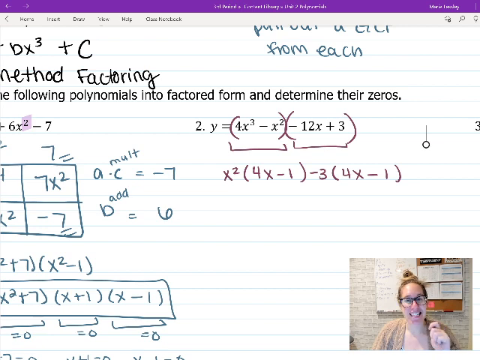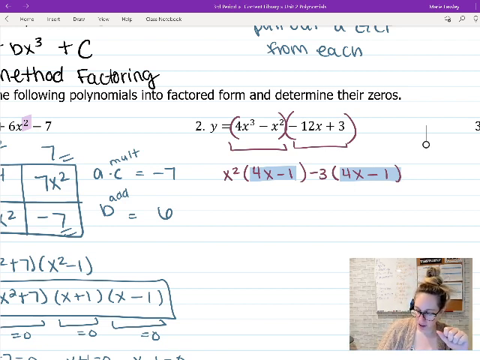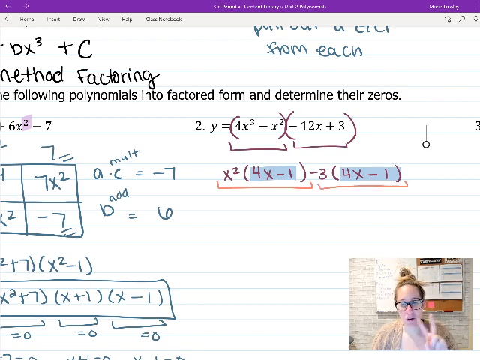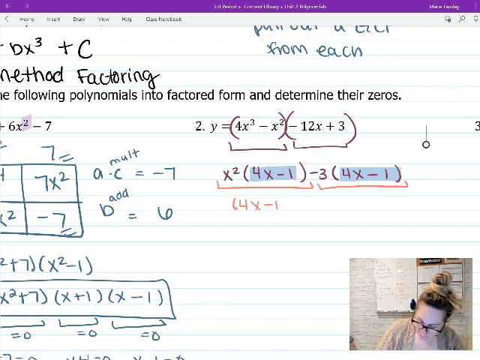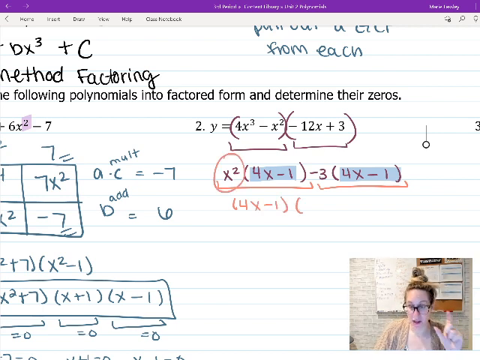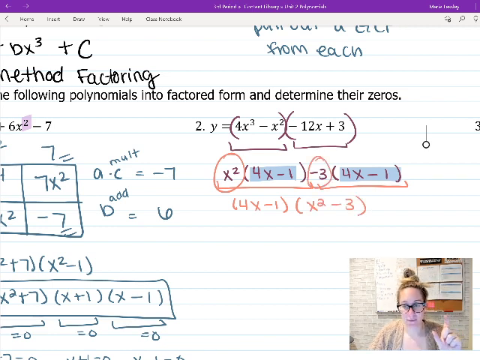Now, do you guys see the second greatest common factor that I can pull out? Look at this. Each one of my parts now has a 4x minus 1. Remember, this is now a term, this is a term, 2 terms, all right? Each of those terms has a 4x minus 1, so I can pull out the 4x minus 1, and then I'm left over with an x squared and a minus 3. That's factor by grouping.